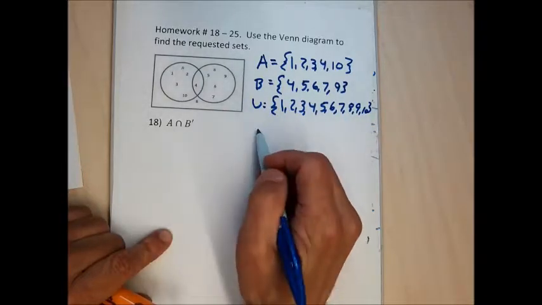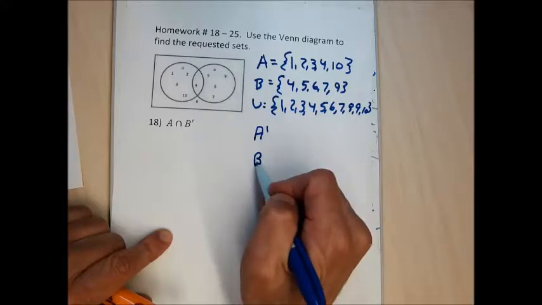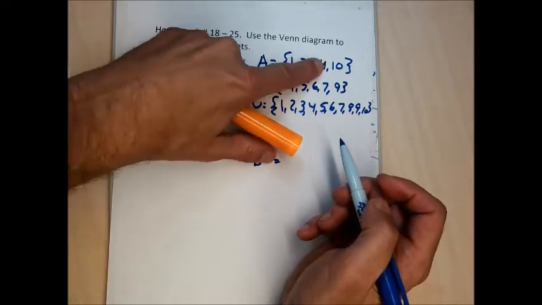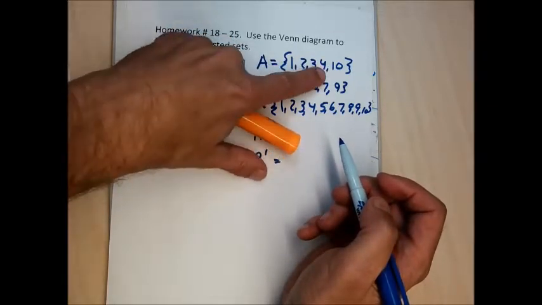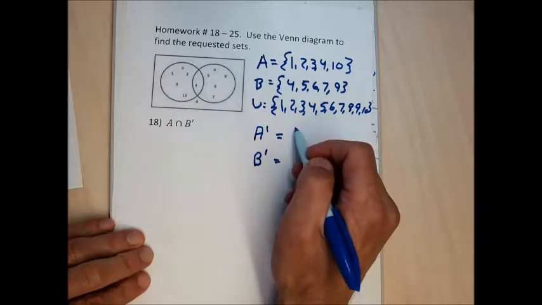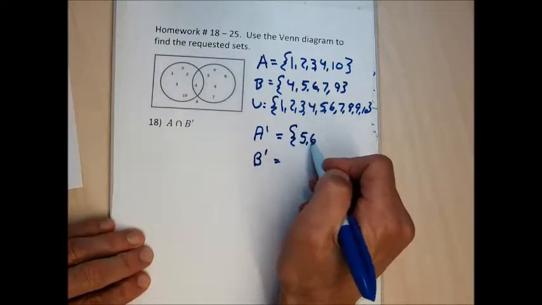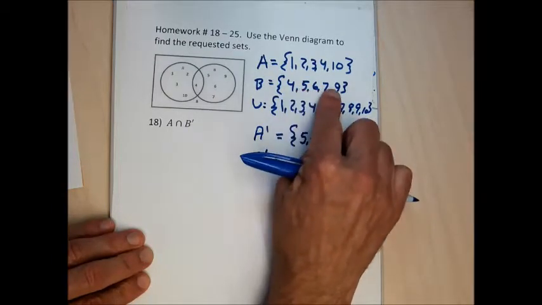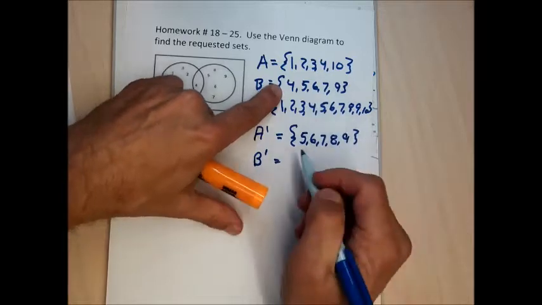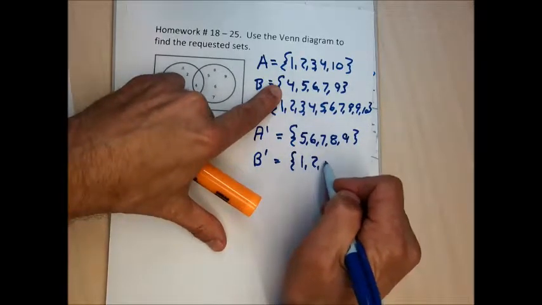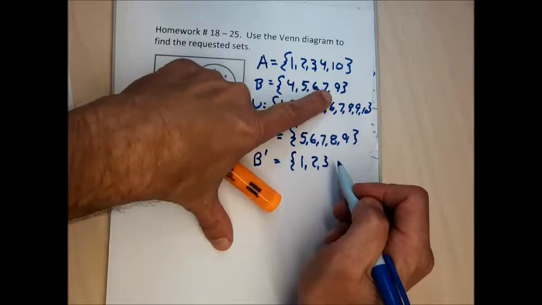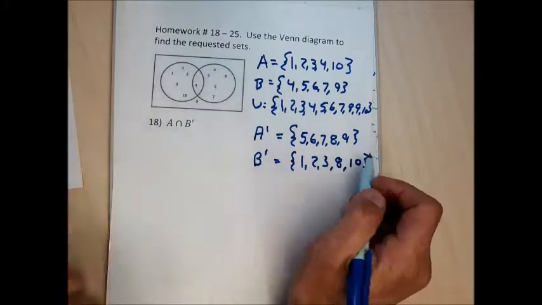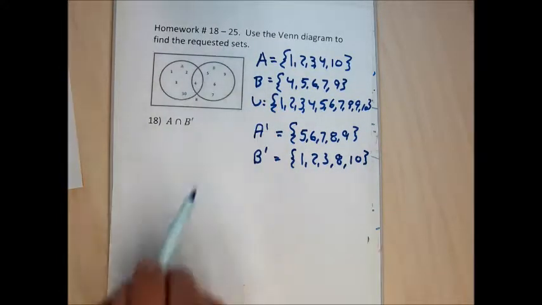It might not hurt if I write down what A complement and B complement are, because I probably will need them. A complement are all the numbers between 1 and 10 that aren't in this set, and that's going to be 5, 6, 7, 8, and 9. And B complement are all the numbers between 1 and 10 that aren't in this set. So this set is missing the 1 and the 2 and the 3. It has 4, 5, 6, and 7. It's missing an 8, and it's missing the 10. So for the next handful of problems, these are the sets I'm going to use.